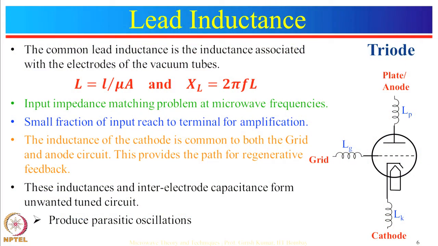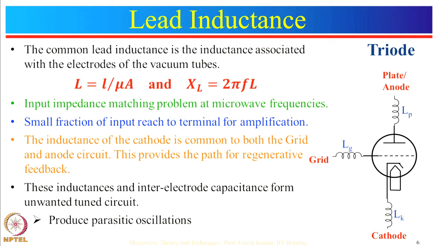We can explain this in another way also, that the inductance of the cathode is common to both grid and plate. So, this will provide feedback from output to input, and because of this feedback the gain of this triode decreases. Now, one more thing, these lead inductances with inter-electrode capacitances form unwanted resonant circuits, and these resonant circuits produce parasitic oscillations, and these parasitic oscillations will hamper the performance of the device. Now, let us move on to the next limitation, which is transit time effect.